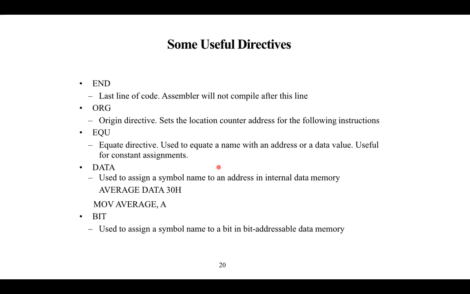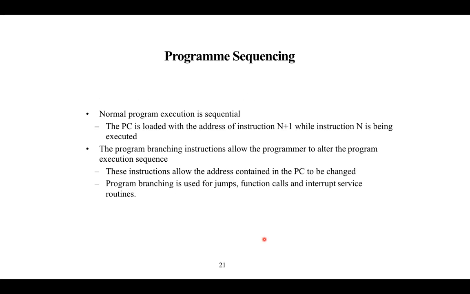DATA is used to assign a symbol name to an address in the internal data memory, for example, average DATA 30H, then MOV average, #H. BIT is used to assign a symbol name to a bit in bit-addressable data memory.